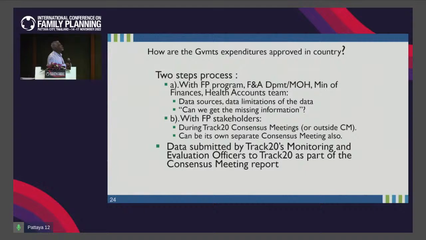And then there's another process, which is now with the family planning stakeholders. Track 20 has what they call the consensus meeting, where the other 17 indicators are presented. During that time, the government expenditure data is presented to the FP stakeholders. Sometimes we have a validation meeting just for the FP expenditures. Then the data is submitted by Track 20's monitoring and evaluation officers to Track 20 in the US as part of the overall consensus meeting report.